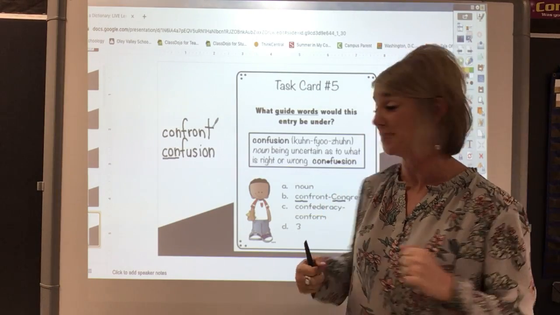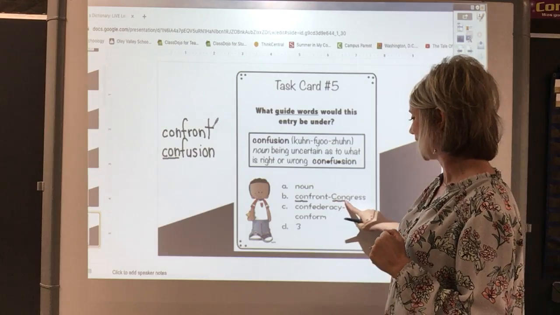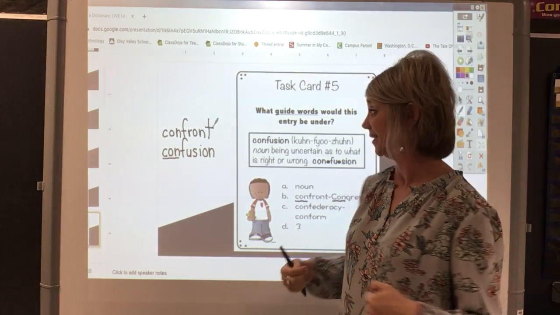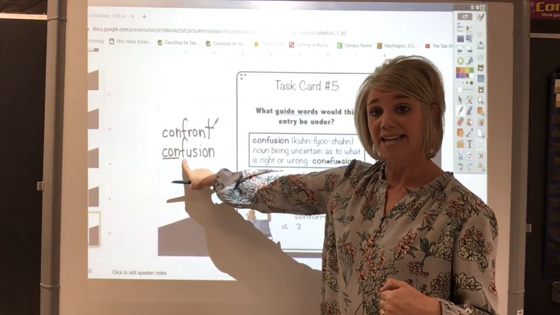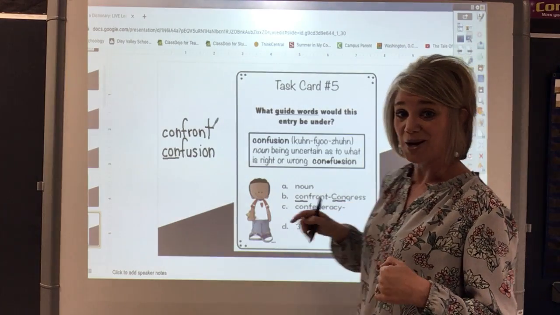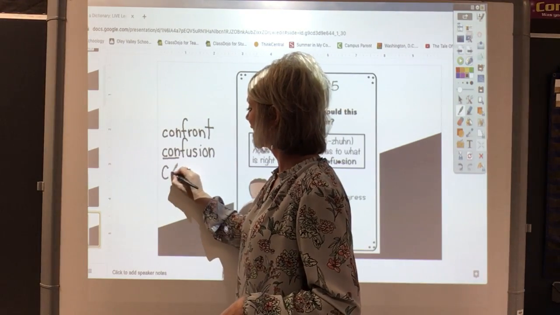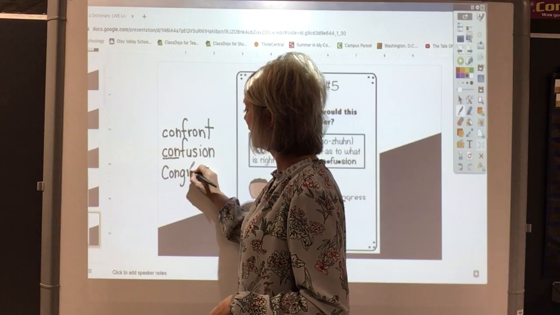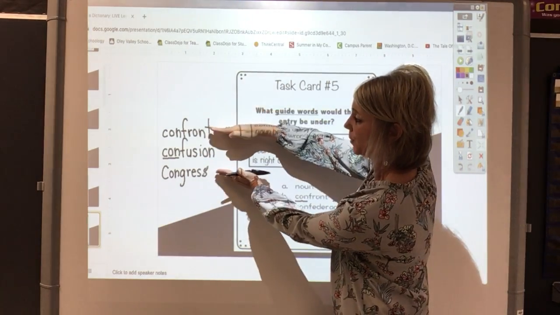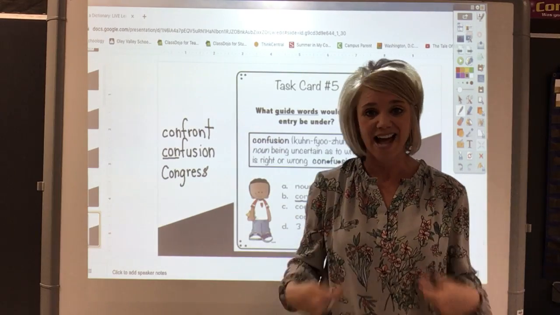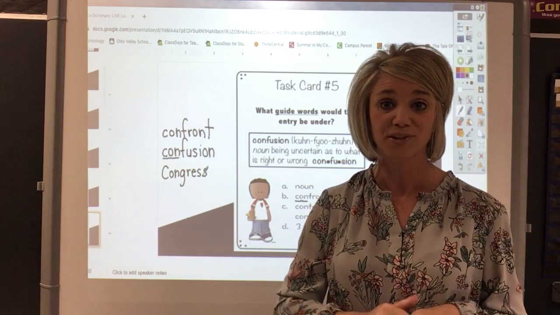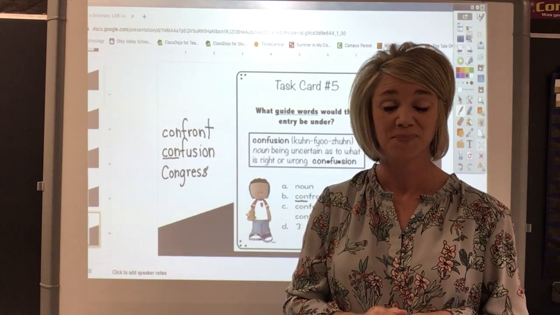So let's check it out. Congress has that C-O-N, just like confusion, so we can forget about it. I have an F next and a G next. Well, guess what, 3rd grade? G comes after F. So it looks like confusion fits right between our guide words, and that's how I know that confront and congress are the guide words for this page.